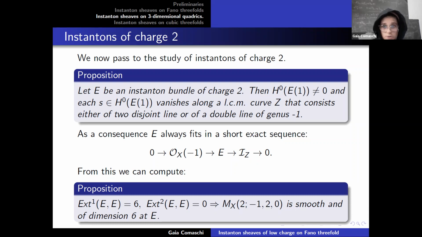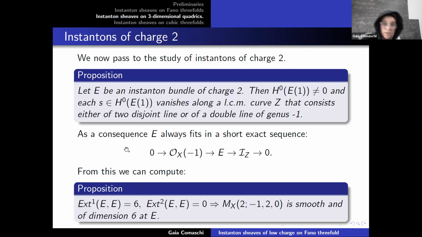So another way to say this is that an instanton bundle of such a kind always fits in a short exact sequence of this form. This is just the morphism that corresponds to the global section of the twist. And Z will be the cokernel, so the ideal sheaf of Z is simply the cokernel of this global section.